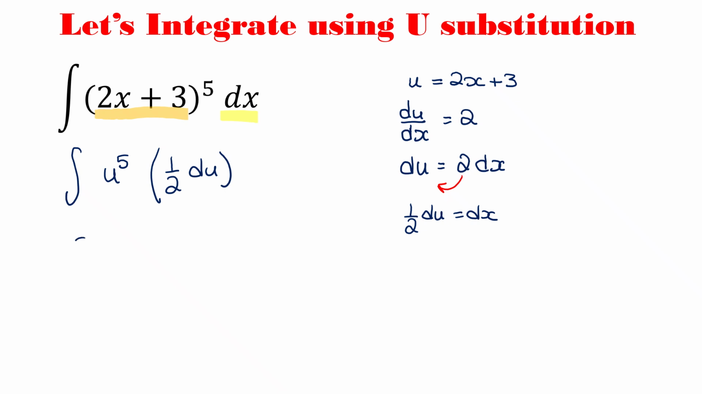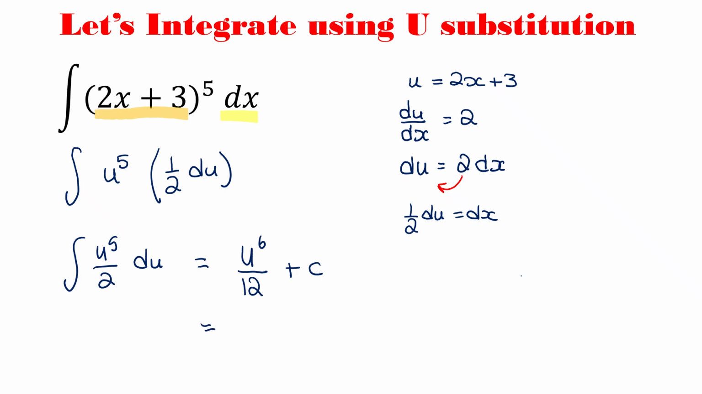So what that ends up giving us is u to the power of 5 over 2 du. And now I'm going to integrate as normal. Add 1 to my power, divide by my power. So in this case, I'm dividing by 6. There's already a 2 here, so that's 12. And I'm also going to have a plus c because we have an indefinite integral.